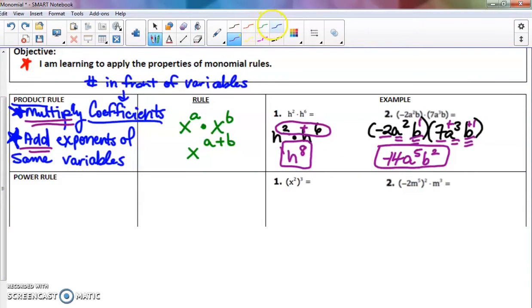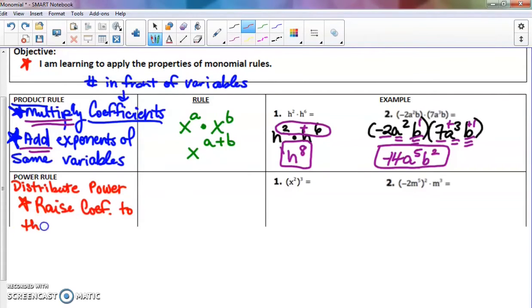So for the power rule, our steps for that one, I always like to make a first statement and say, we're going to distribute the power. It's one of the first things we're going to do. So distribute power. Now once we distribute that power, we're going to raise coefficients to that power. So remember, like how we said, when we're multiplying, we multiply the coefficients. When we're raising them to a power, we raise the coefficient to the power. So coefficients always do what they're told.